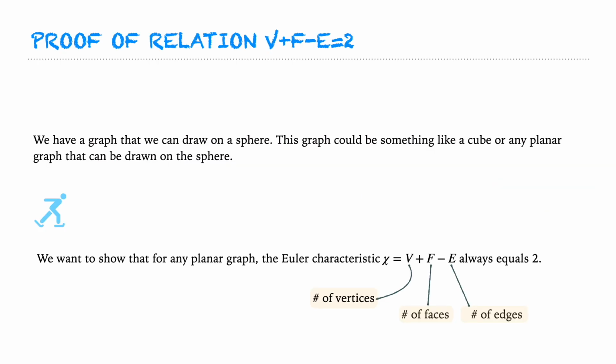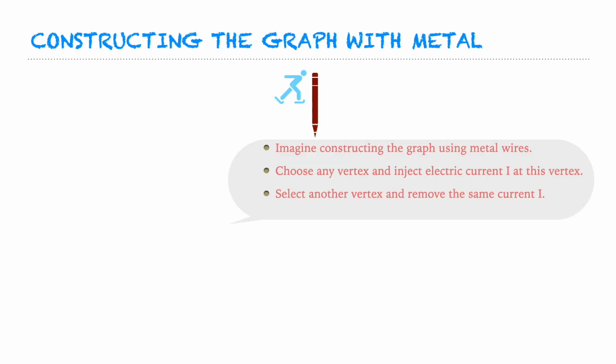Imagine we have a graph that can be drawn on a sphere, like a cube or any other planar shape. Our goal is to understand why the Euler characteristic chi, equal to V plus F minus E, where V is the number of vertices, F is the number of faces, and E is the number of edges, remains constant at 2 for such graphs. To grasp this concept visually, think of constructing the graph using metal wires.